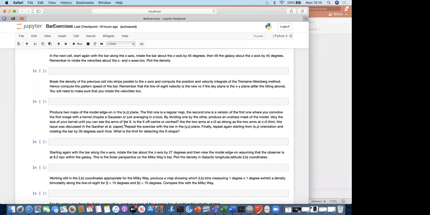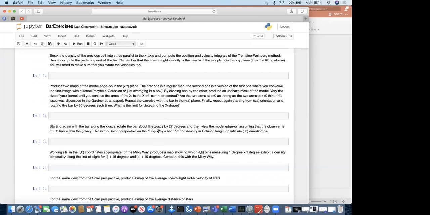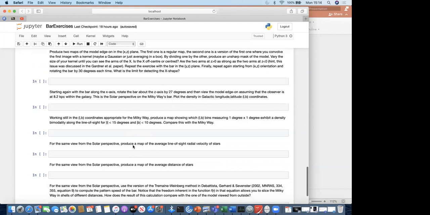So that is this question. Then from here onwards, we're going to pretend that we're looking at the Milky Way. First, you're going to rotate the bar to the Milky Way's orientation, and you plot the density again in longitude, latitude coordinates. In this question, I ask you to identify those regions where you see a density bimodality along the line of sight. Then from the solar perspective, again, plot the average radial velocity and the average distance.